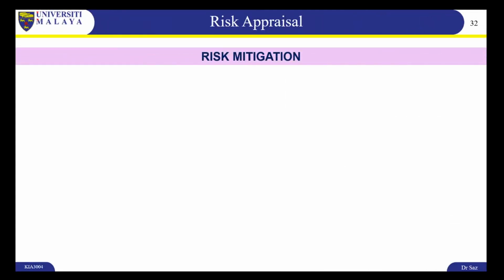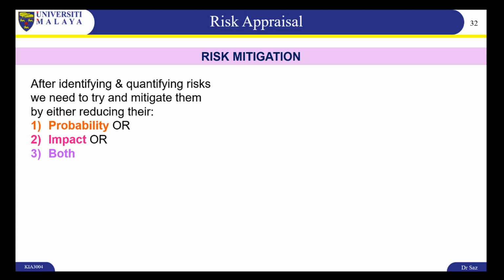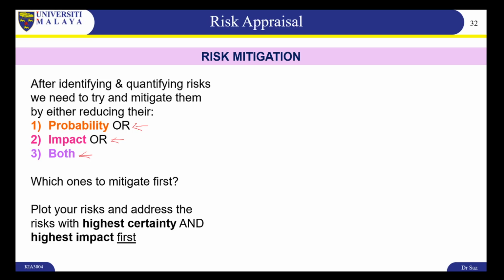Now, once we've quantified the risks, if we put it into numbers, we need to try to reduce those numbers. And this is called risk mitigation. You can do this by either reducing their probability, you can reduce their impact, or you can try to reduce both. So which ones to mitigate first? Usually you try to mitigate the ones with the highest certainty and highest impact. And certainty is just probability.